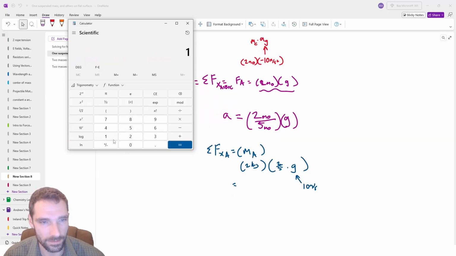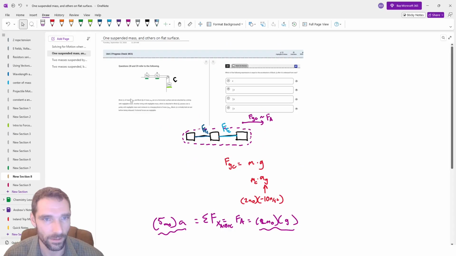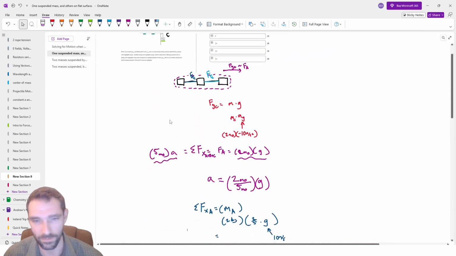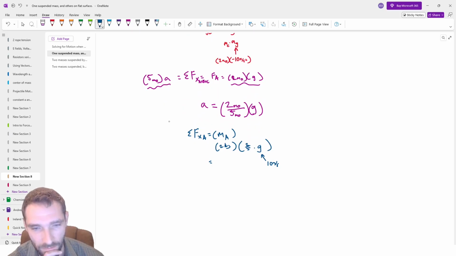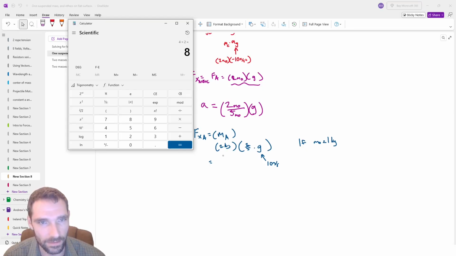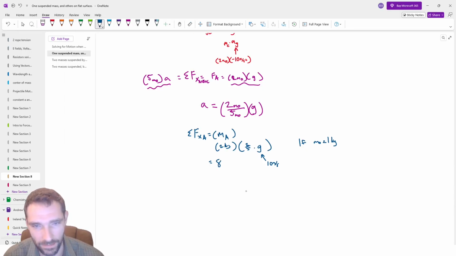So we've got 10 times 2 divided by 5 for that acceleration value. So it's about 4 for its acceleration. And then we can times that by the 2 kilograms that we have for object A, because it was 2 times the base unit. So if m naught is equal to 1 kilogram, then the sum of forces here is about 8 newtons, which is the force of the tension in that first rope.